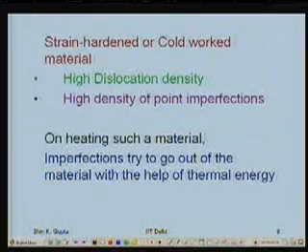And if the chance is given to the material, it will like to get rid of this extra free energy. And this happens when we heat such a material, what we generally call an annealing process. Whatever the material is, keep it at an elevated temperature, we call it annealing. That heating of the material provides the extra thermal energy which can help these imperfections to get out of the material. And the material comes to a low energy state.